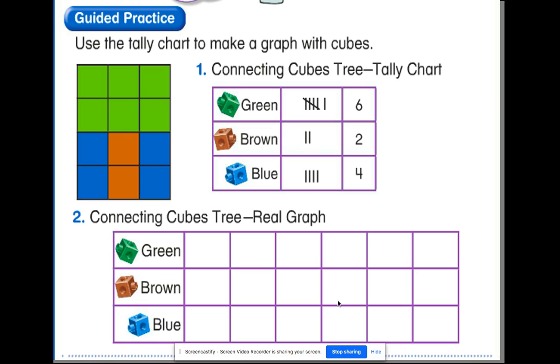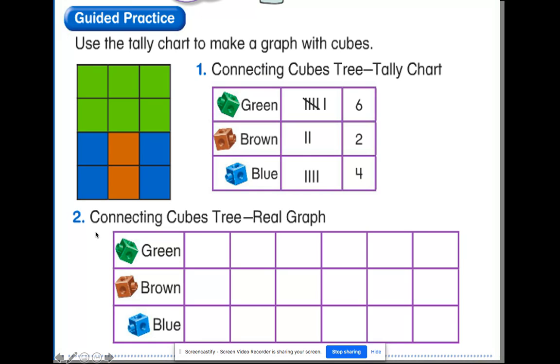Number one says the connecting cube tree tally chart. That's what we're looking at. If you're looking here, it does look like a little tree. That's why they called it that. Looking at the tally chart, we have green cubes, brown cubes, and blue cubes. Looking at the tallies, we have a group of 5 and one more for a total of 6 green cubes. We have 2 brown cubes, and we have 4 blue cubes.